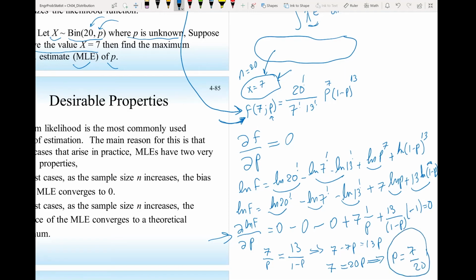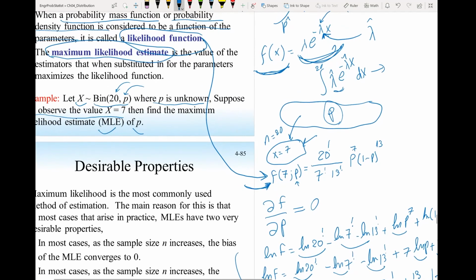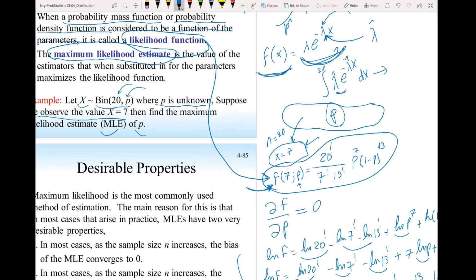And that's the estimate. I should have put a hat here to indicate this is the estimate for the probability in the population. We used the maximum likelihood approach. So we came up with the likelihood function, which in this case is the mass function. If it's continuous, it will be the density function. And then I estimate this by taking the derivative with respect to lambda, and we set it to 0.